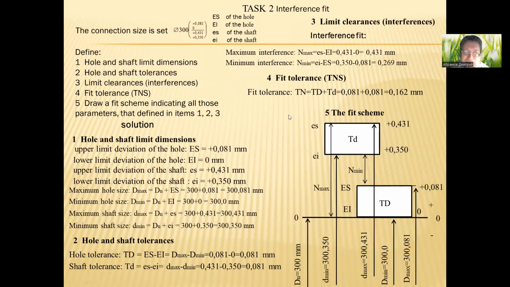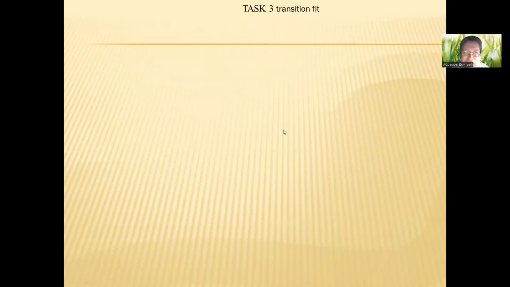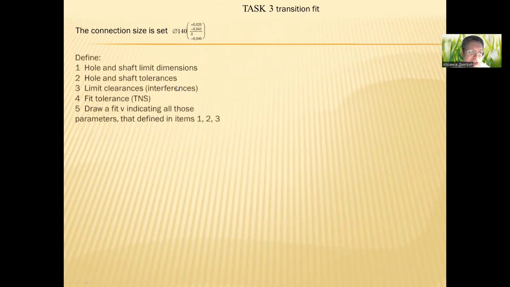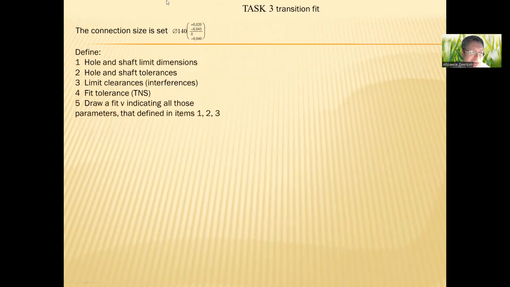And let's start task 3. Transition fit. The connection size is set. Diameter 140 millimeters. And we have the upper limit deviation and lower limit deviation of the hole, and the upper limit deviation and lower limit deviation of the shaft. Define the same parameters: hole and shaft limit dimensions, hole and shaft tolerances, limit clearances or interferences, fit tolerance, and fifth, draw a fit scheme indicating all those parameters that you defined in items 1, 2, 3.